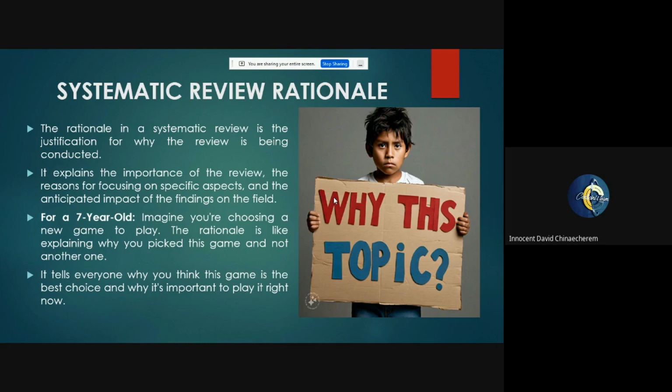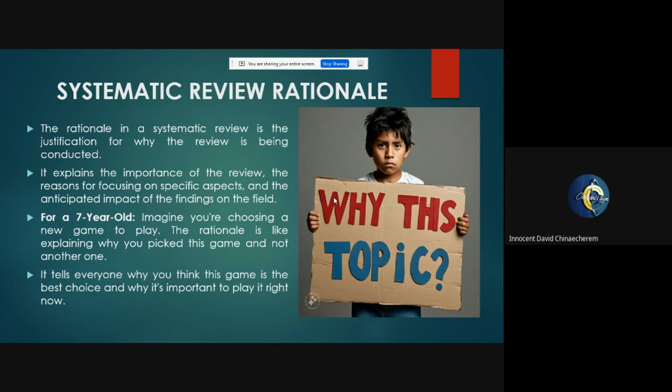Right, so for the sake of this session, we are going to demonstrate with a practical. I'm going to write out a rationale for our research, and we are definitely going to see how to put it down and make it very simple, right? So the rationale is just like, why do we need to do this systematic review and not another topic? Why this topic? That is just it. It is not just about the systematic review. Why this particular systematic review topic? So just try to explain the importance of the review, reasons for focusing on specific aspects, and what's anticipated.